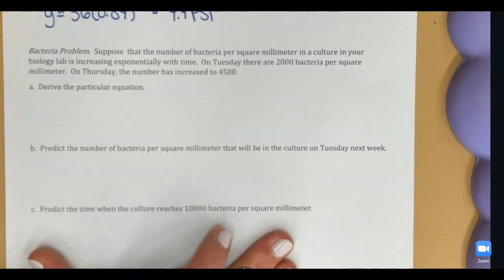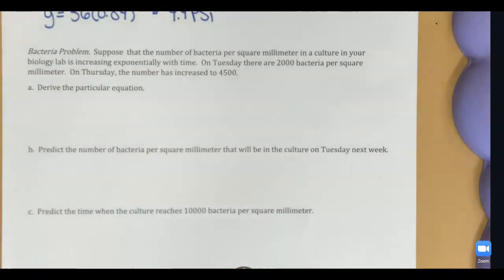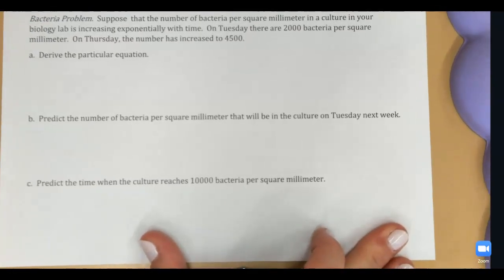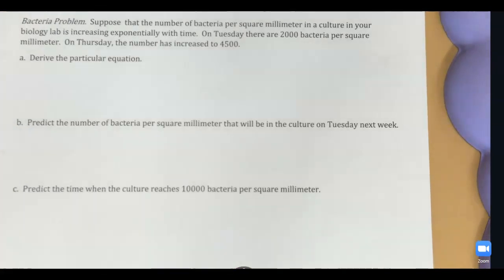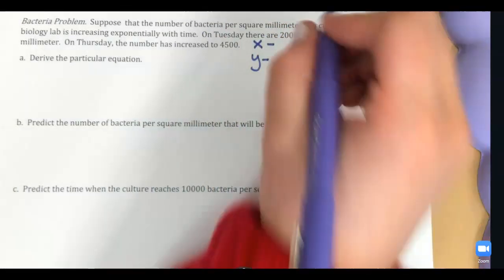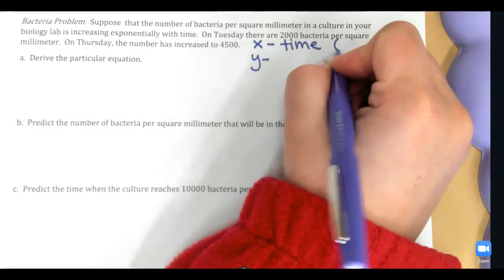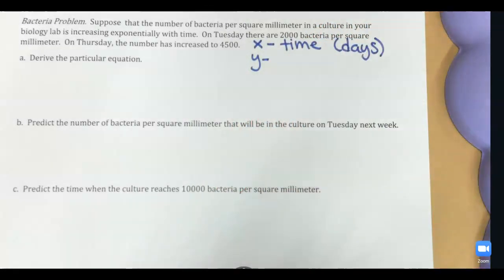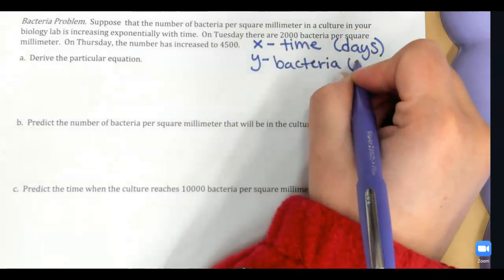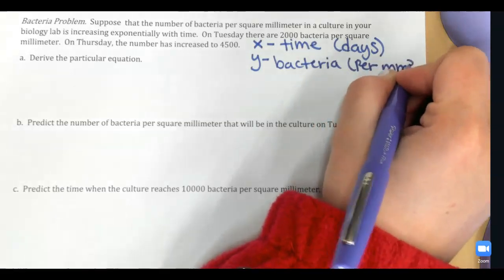Okay, one more example is this bacteria growth problem. The number of bacteria per square millimeter in a culture in a lab is increasing exponentially with time. On Tuesday, there were 2,000 bacteria per square millimeter, and on Thursday, it had increased to 4,500. So again, to derive my equation, I'm first going to define my independent and dependent variables. Here, x again is going to be time, but now I'm measuring it in days. And y is going to be bacteria, and we're talking about the number per square millimeter.